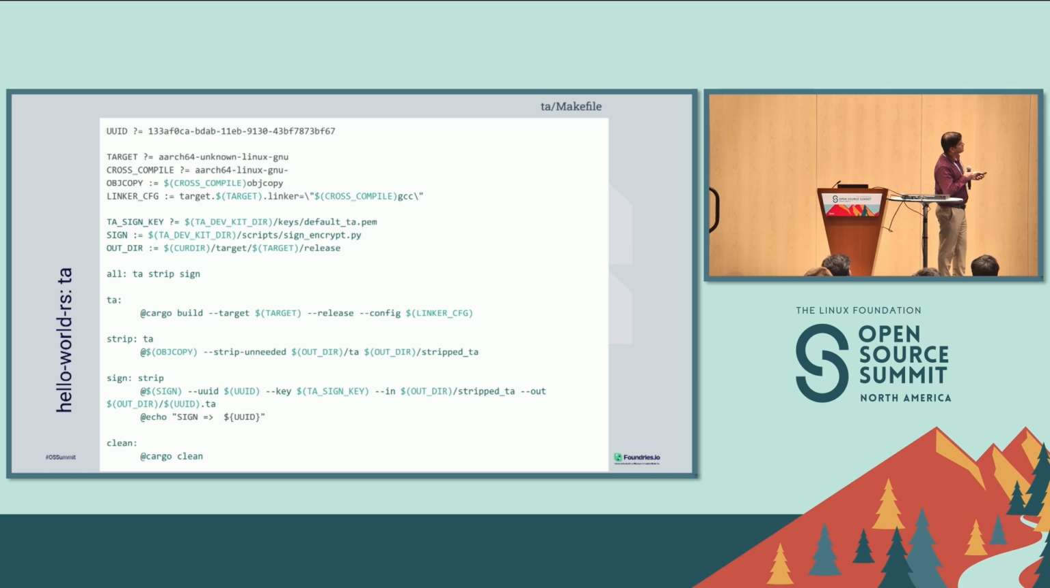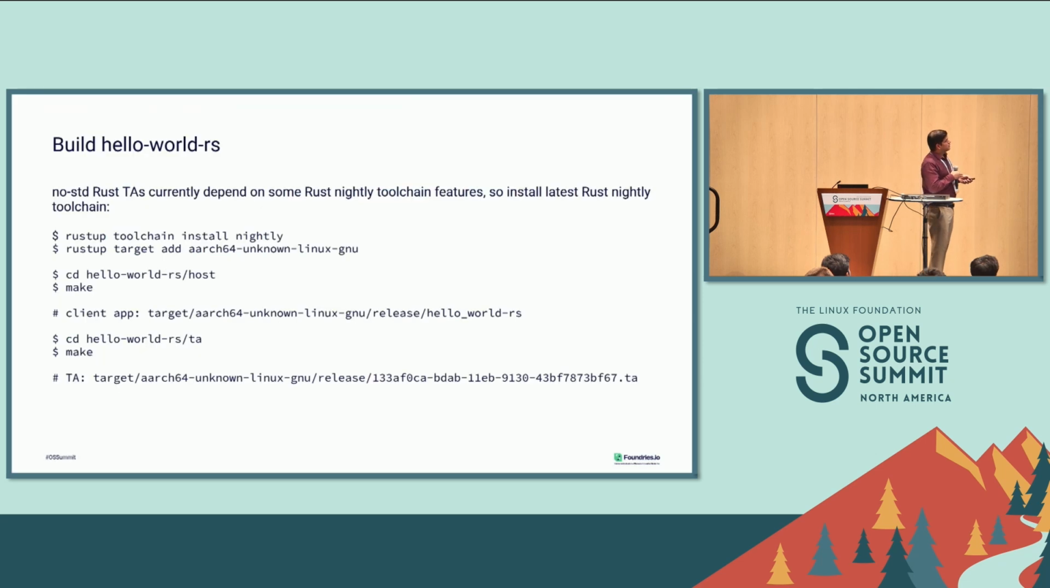So here you see we are using the script from the TA dev directory. You remember we compiled OP-TEE, and from there we are using the script to sign the trusted application that is generated, and you will find the same uuid.ta file afterwards.